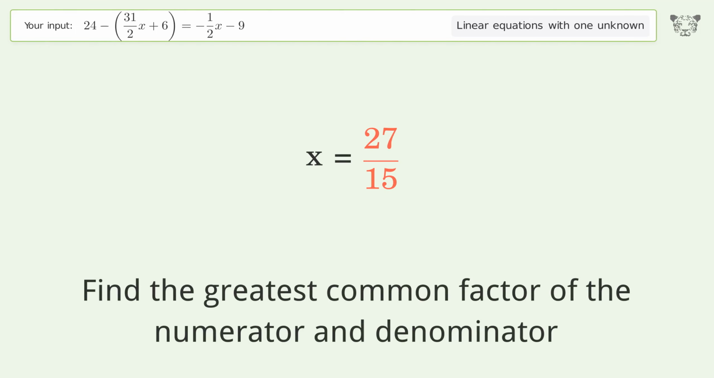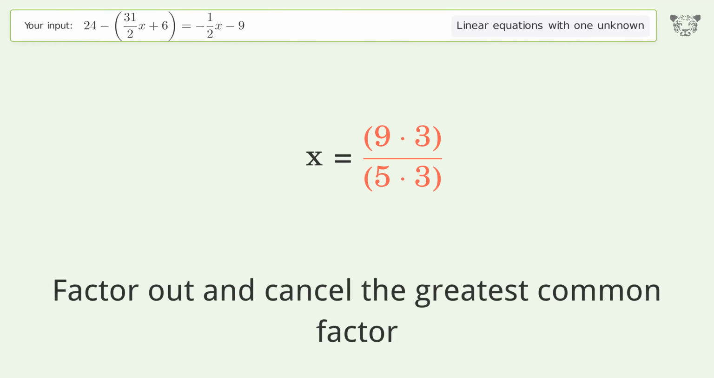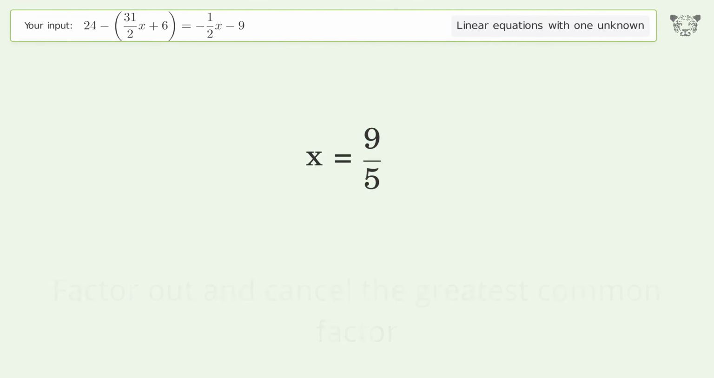Find the greatest common factor of the numerator and denominator. Factor out and cancel the greatest common factor. And so the final result is x equals 9 over 5.